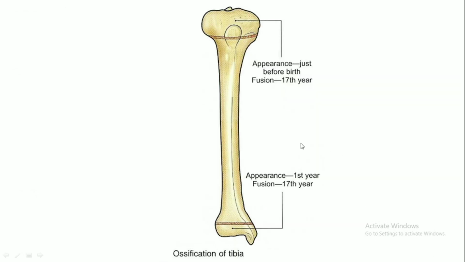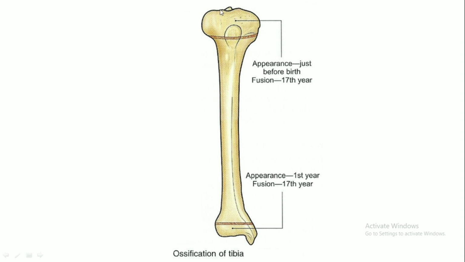Now we will see the ossification of the tibia. The tibia ossifies from one primary center and two secondary centers. Here at the upper end of the tibia, the secondary center appears just before birth.